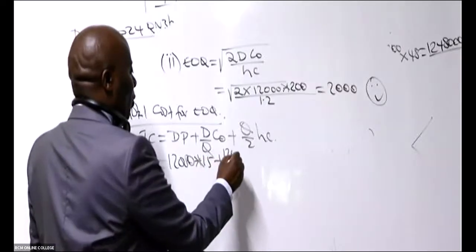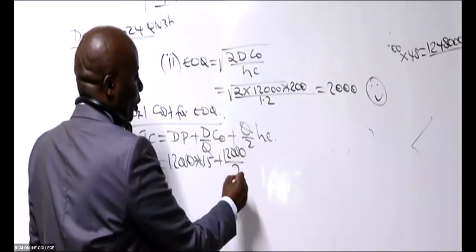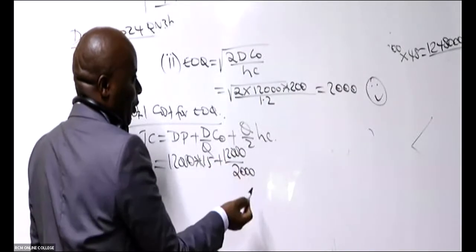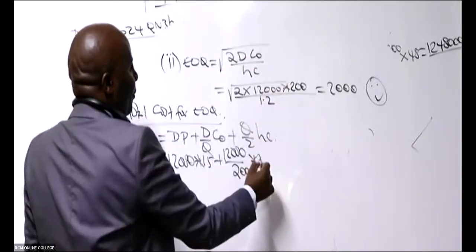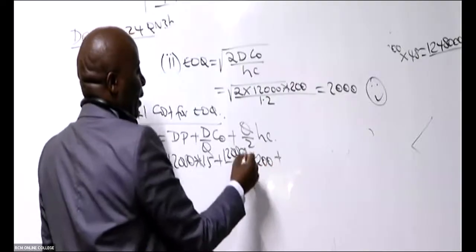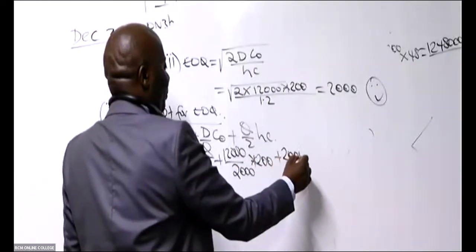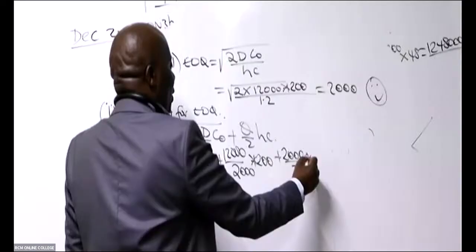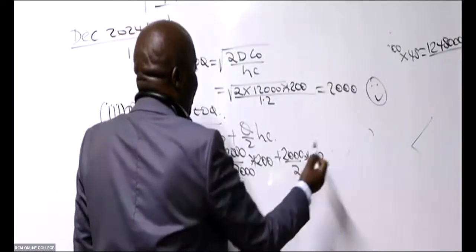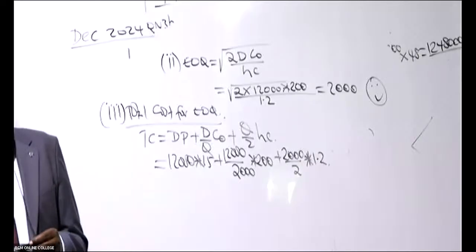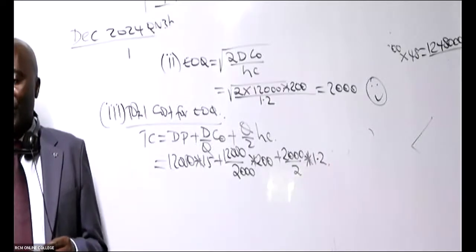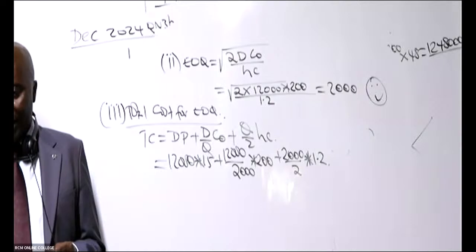So 12,000 divided by the Q, you guys got 2,000, isn't it? Times CO. CO is 200 plus this Q, the EOQ. The holding cost, if I remember very well, you guys had given me a figure of 1.2, isn't it? So then at the end of the day, we shall end up getting something.